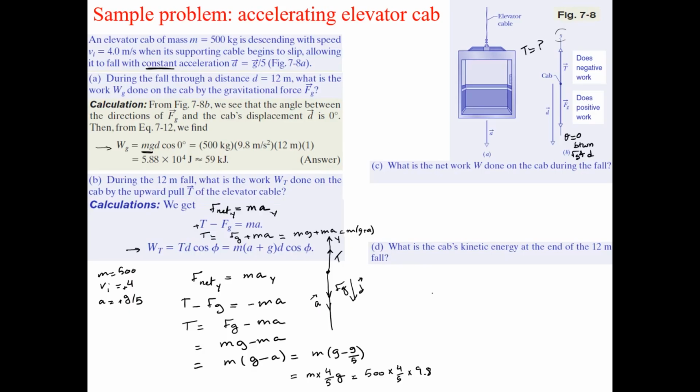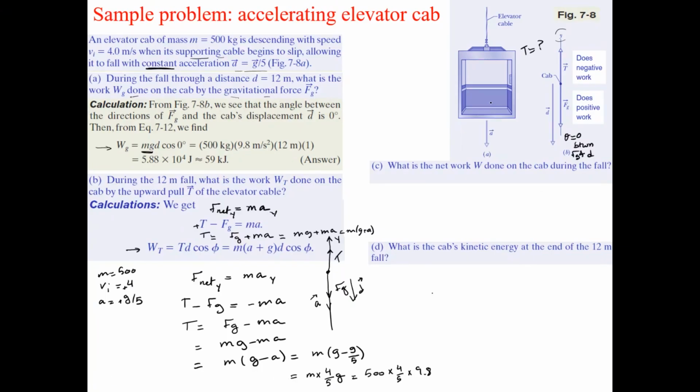We have here this cabin, which is accelerating downward. It slipped. So there's some slipping that's happening, and because the supporting cables are not working well, the cab is accelerating with a constant acceleration equal to g over 5. All right. So the first question was simple. We wanted the work done by gravity during this descent.